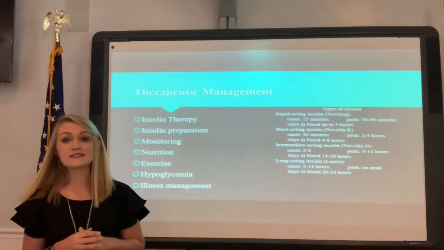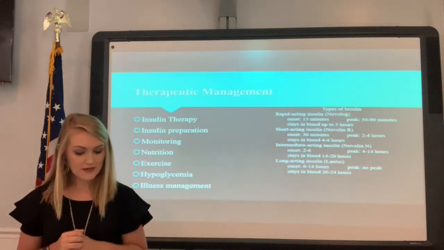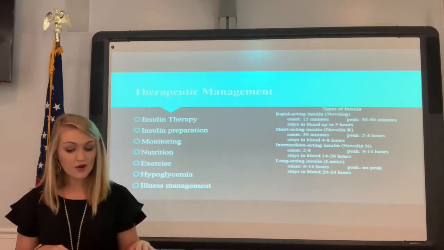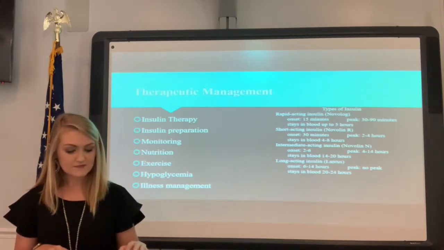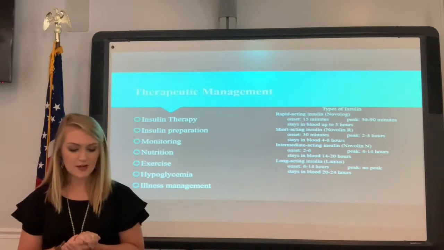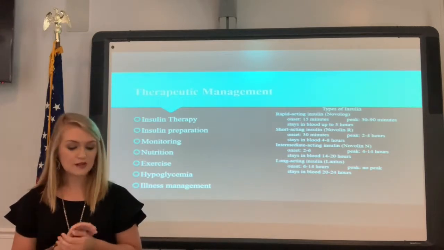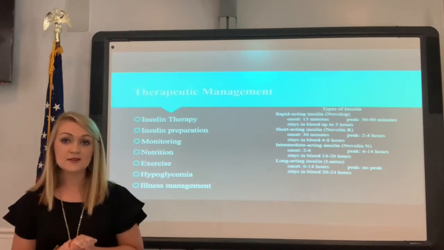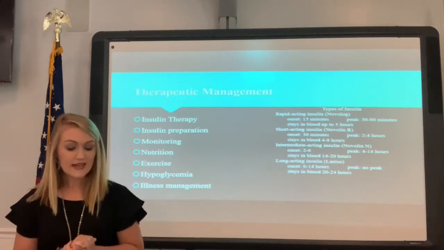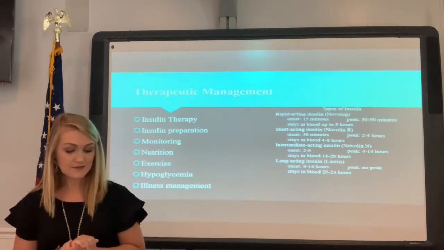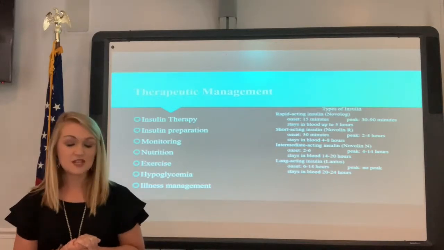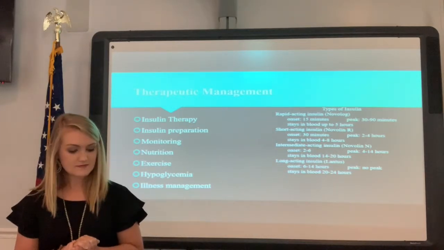So let's begin with insulin therapy. Insulin dosage is tailored to each child based on home blood glucose monitoring. The goal of insulin therapy is maintaining near normal blood glucose values while avoiding too frequent episodes of hypoglycemia. Insulin is administered as 2 or more injections per day or as a continuous subcutaneous infusion using a portable insulin pump.